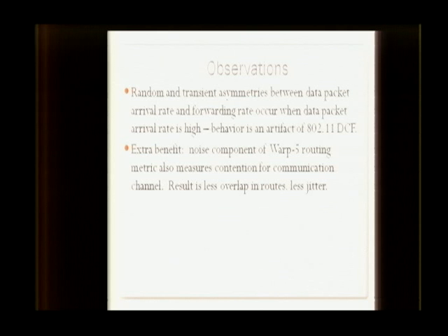An extra benefit, the noise component of the OR5 routing metric also measures contention for the communication channel. And it actually should result in less contention, and that results in less overlap of the routes and less jitter.